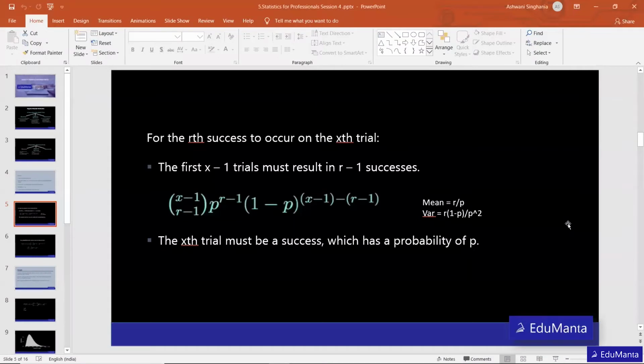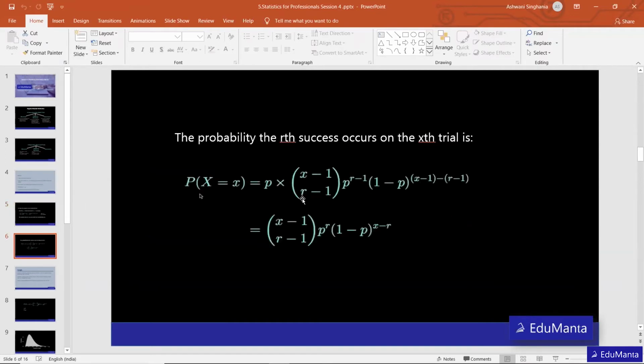So let's see what I'm going to explain over here. The first X minus 1, I've already explained, is the probability for the second success till the 9th trial. Now to this we need to multiply the probability of the third head appearing on the 10th trial, and that is P. So the final formula is P multiplied by the last one, and then finally we get the formula on solving this equation.